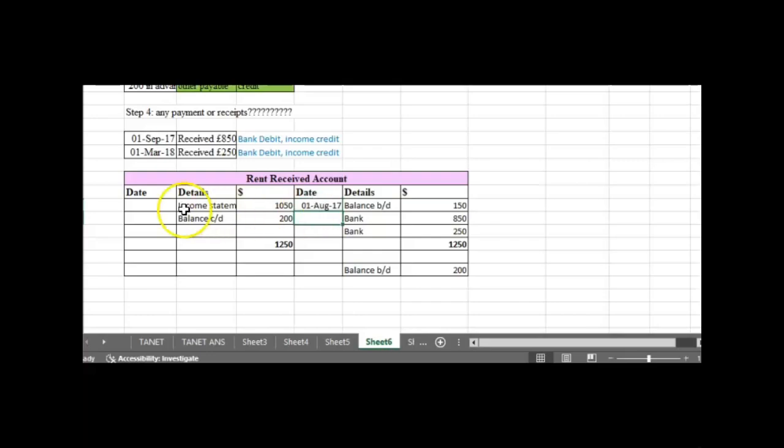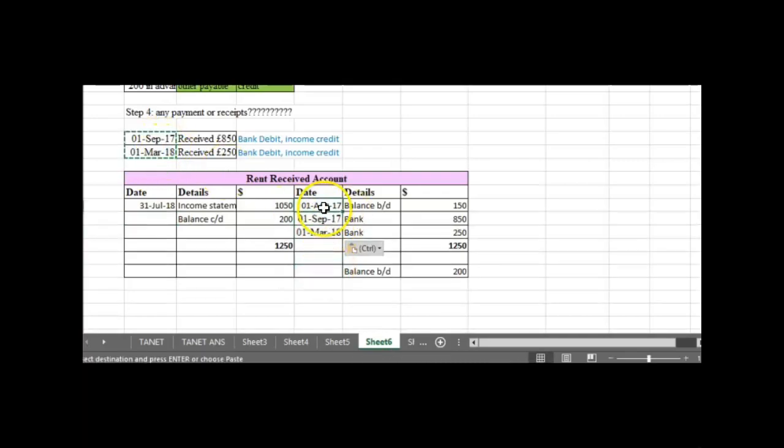Now put the dates. Balance b/d is the beginning of the year, which is 1st August 2017. Then income statement is 31 July 2018. The dates on bank are the same as given in the question. Then balance c/d is the year-end date, 31 July 2018. The balance b/d at the bottom is 1st August 2018.